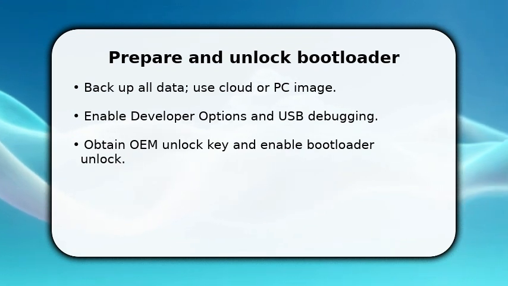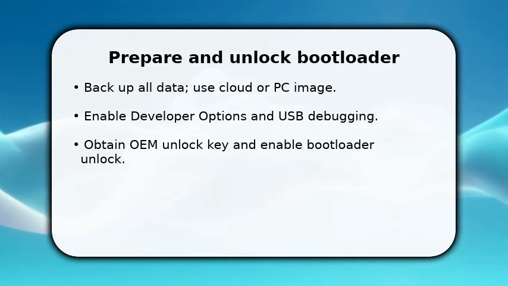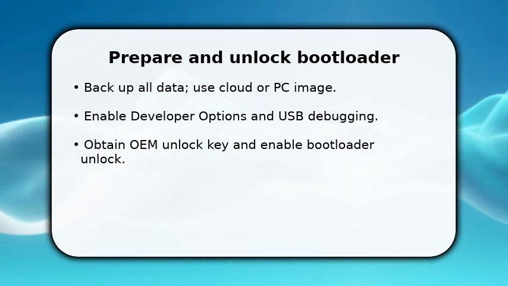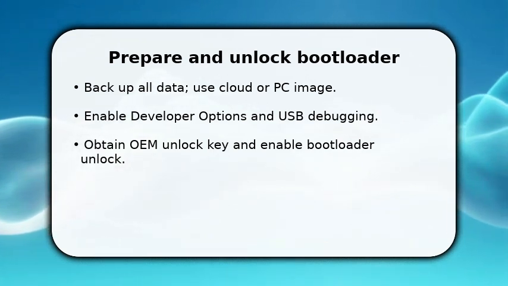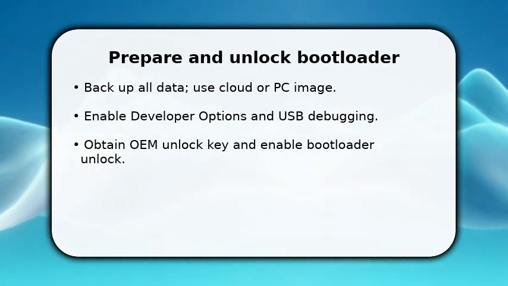Connect to a PC with fastboot tools installed and verify the device ID. You need the manufacturer's unlock token for some phones. Make sure to request and apply it before proceeding. This step gives you permission to replace the factory OS and is the gateway to installing alternate system software.